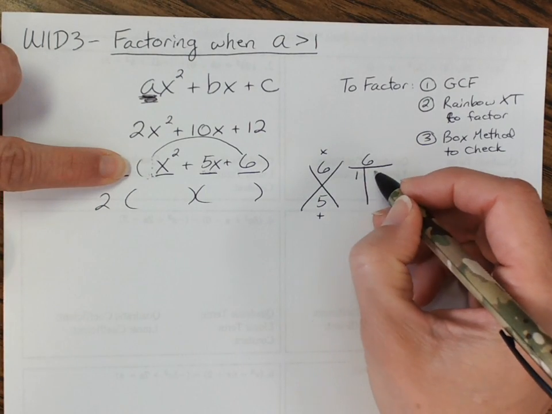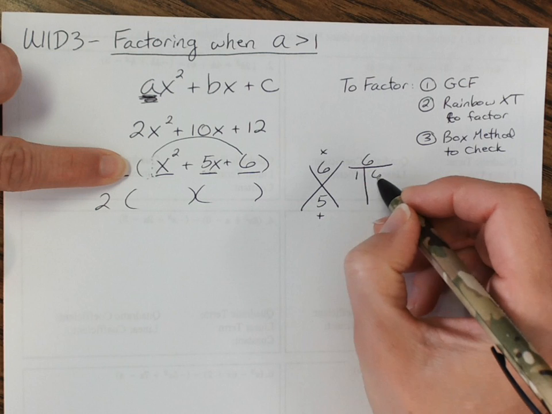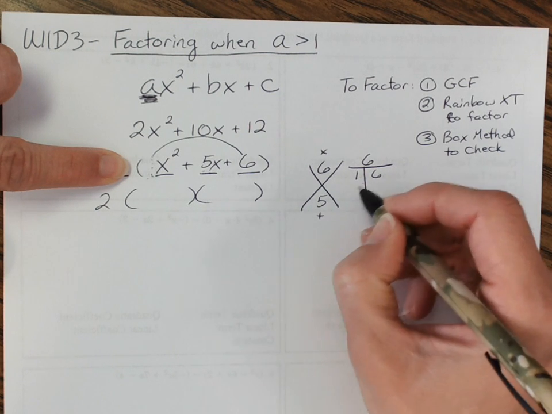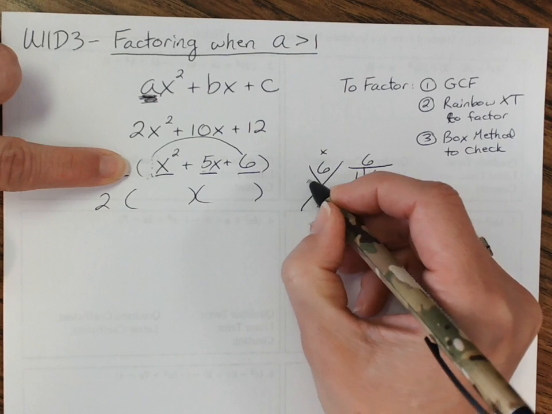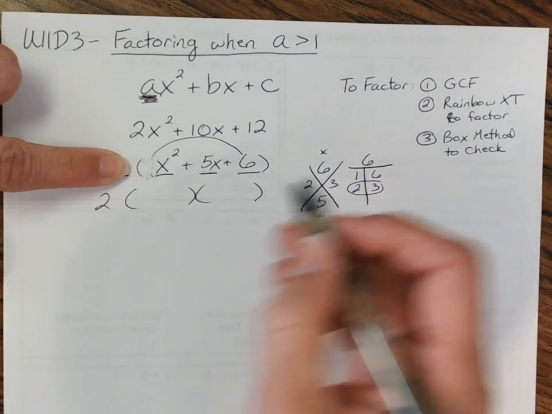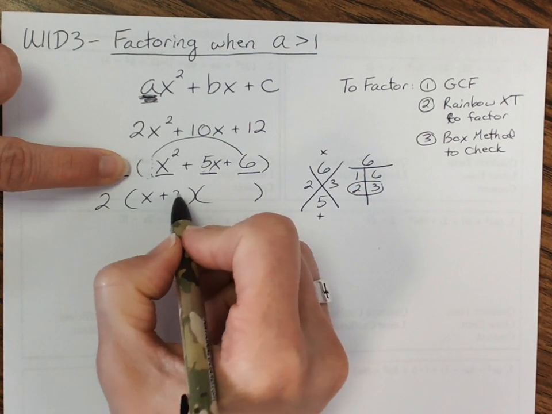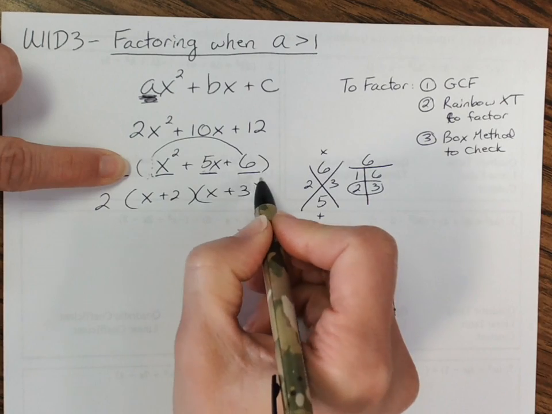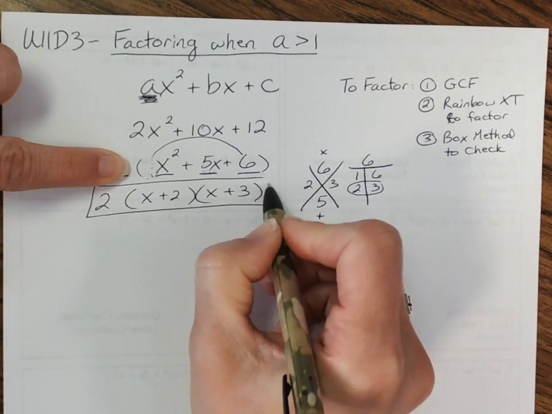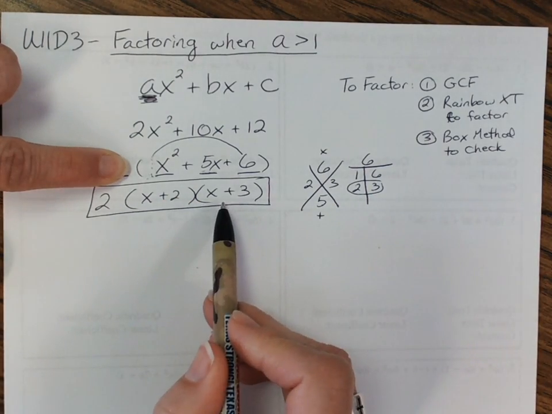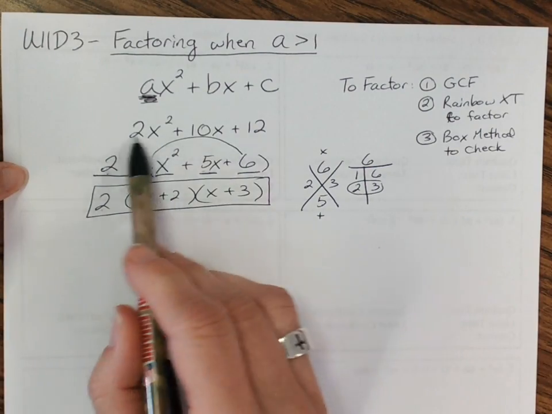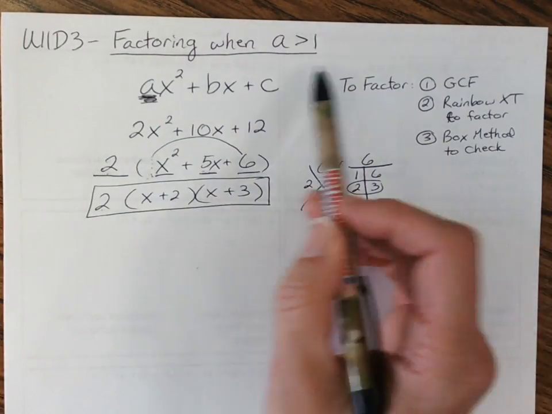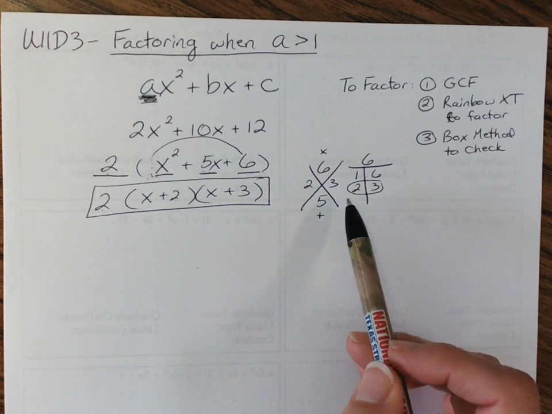So I write my factors of 6. 1 times 6 is 6, but 1 plus 6 is not 5. 2 times 3 is 6, and 2 plus 3 is 5. So those are my 2 factors, and I'll pop them in here: x plus 2, x plus 3. That is my answer. We could check that answer using the box method and then multiply our answer times 2, and we would get what we started with. So this is basically what we did last time.